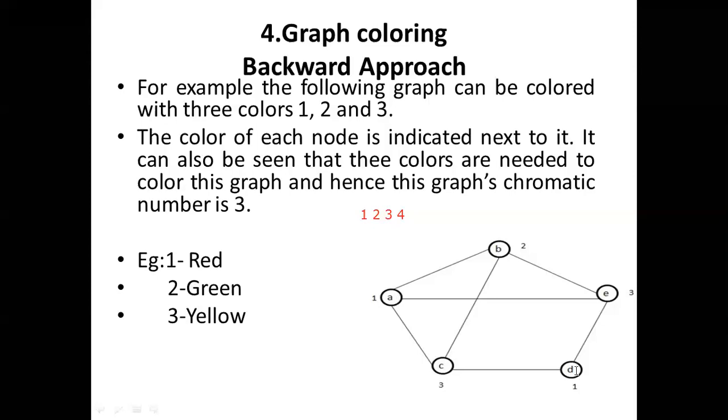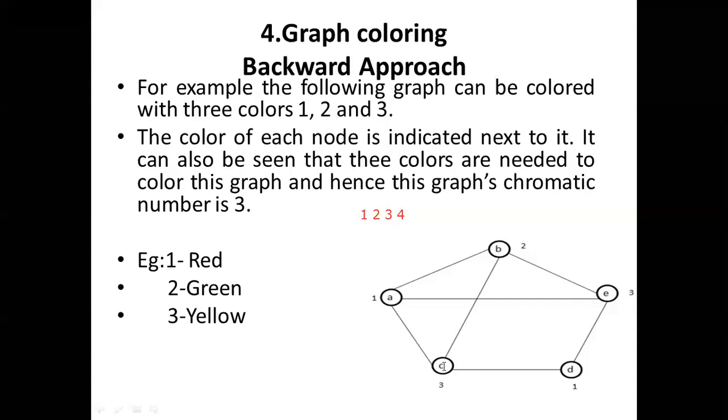For D, if I want, I can use 4, or I can use 2. Why? 2 is not connected here. That's why I can use 2. I can use 4. A lot of combinations I can use. For example, I am using 2 here.